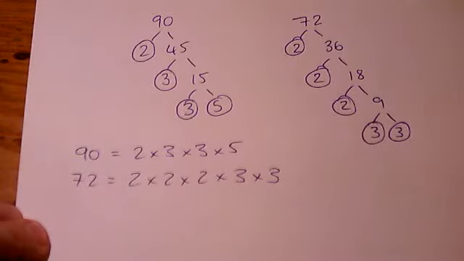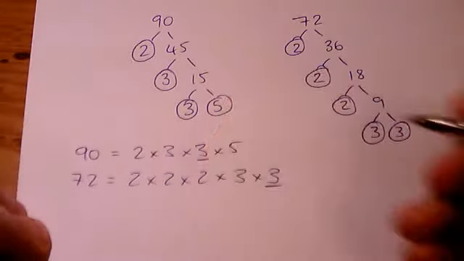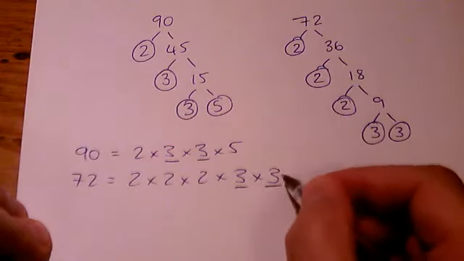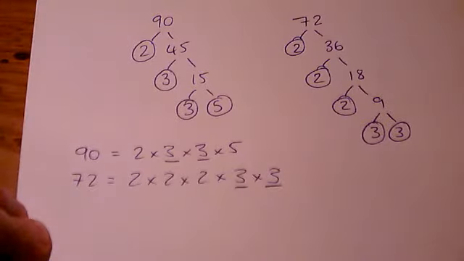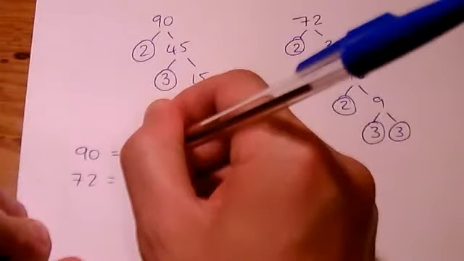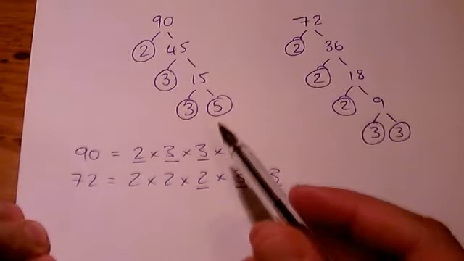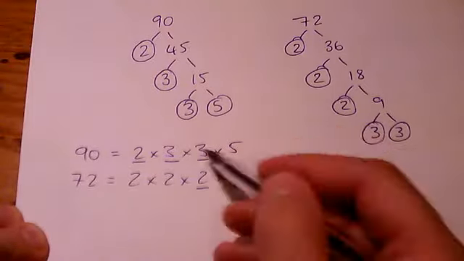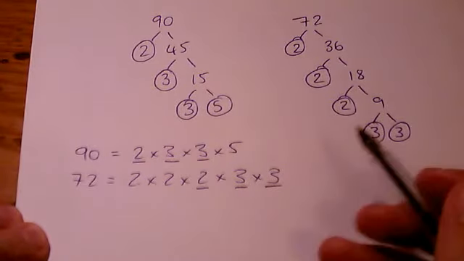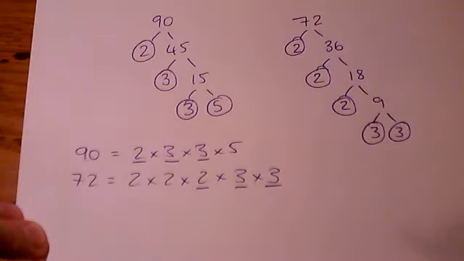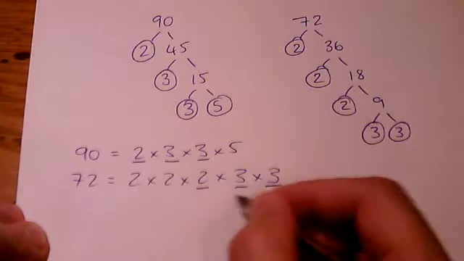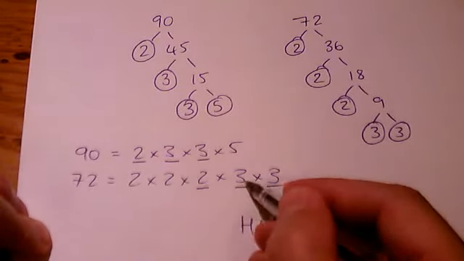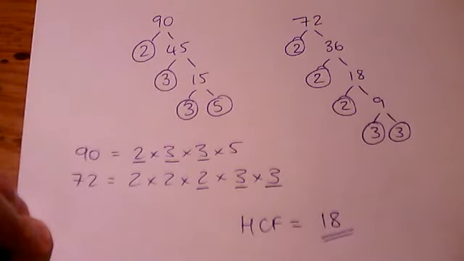So if we look at that, you can see 3 goes into both of them, but there's a 9, isn't there? Look, if I underline those ones, 3 times 3 is 9, 3 times 3 is 9, goes into both of them. There's also that 2 there. So this number here, 2 times 3 times 3, features in the number 90 5 times, and 2 times 3 times 3 features in the number 72 4 times. So that is our highest common factor. It is 2 times 3 is 6 times 3 is 18. Okay.